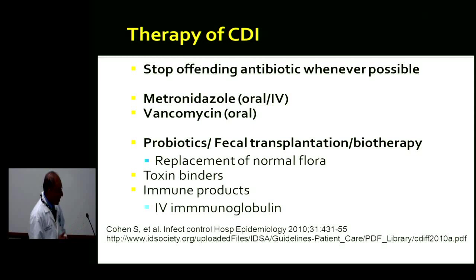In some patients, Ramesh is going to talk about fecal transplantation. We are hoping that the Transplant Institute will put this up on their website as, you know, one more transplantation we offer. But some of the other things that have been tried and really haven't been proven are toxin binders, the use of IVIG and such. I'll talk a little bit about these.